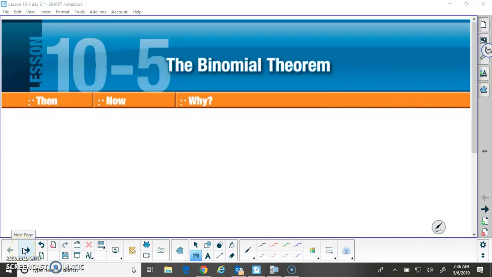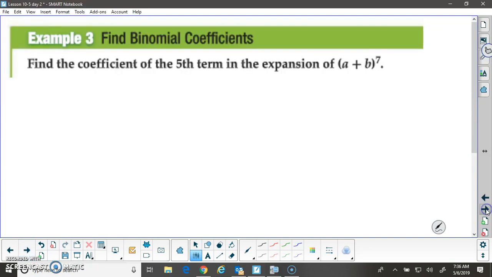Lesson 5 of Chapter 10, Part 2 is more on the binomial theorem. First example is to find the coefficient of the fifth term in the expansion of this. So we don't need to take the binomial a plus b to the seventh power and expand the whole thing. We just need to find the fifth term.